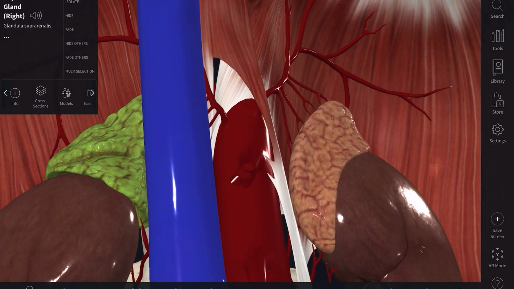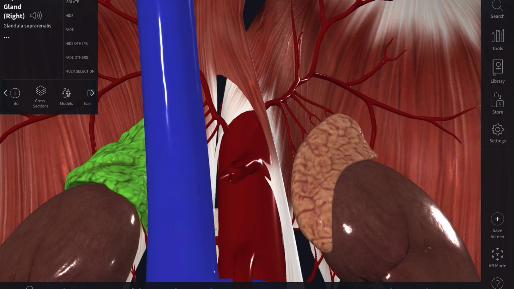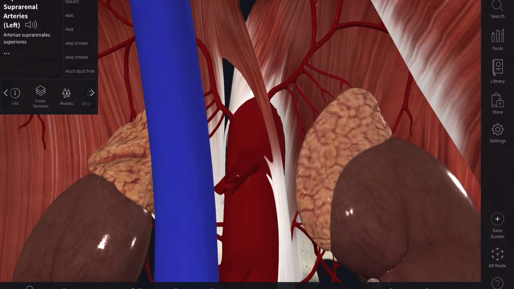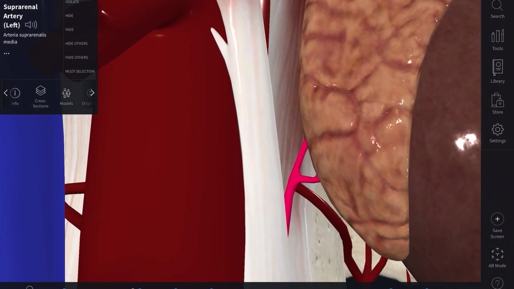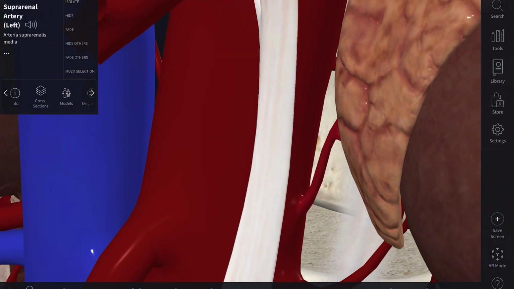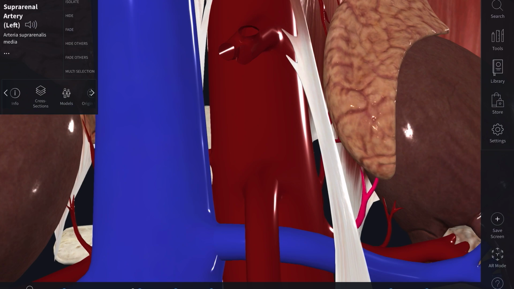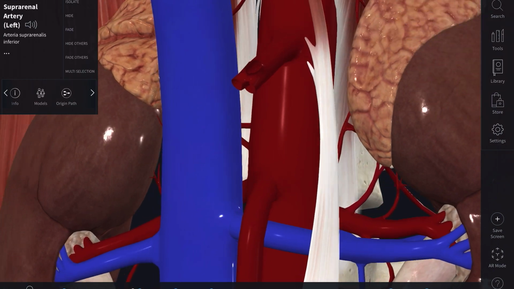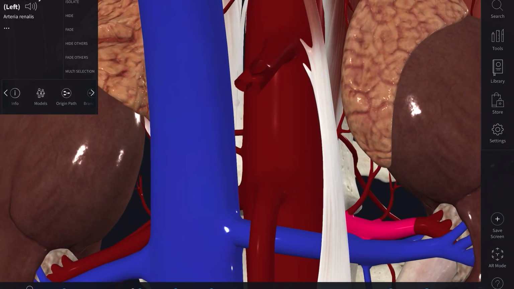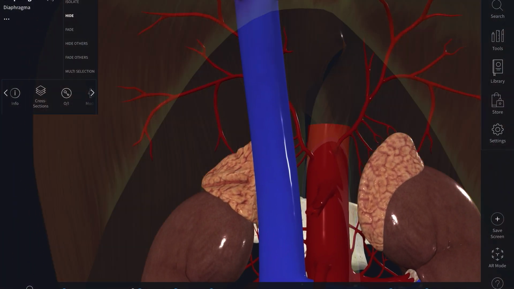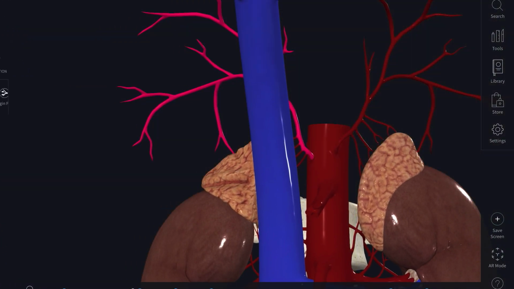But your adrenal glands get blood flow in three different areas. So they have a superior suprarenal artery. They have a middle suprarenal artery, which comes out of the aorta. And then they have an inferior suprarenal artery, and that comes usually out of the renal artery itself. So let's go ahead and get rid of this so we can kind of free some stuff up.